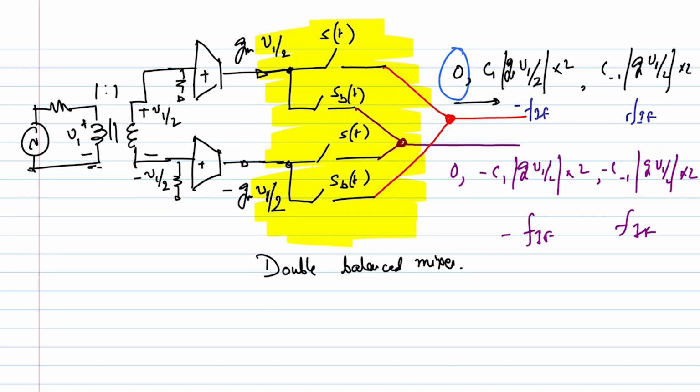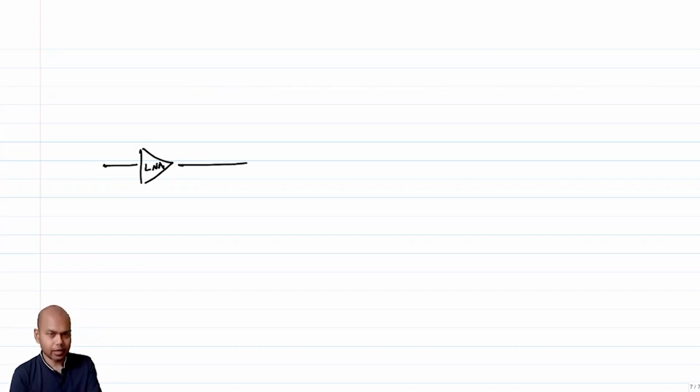Now, when something is passive, there should be an alternative that is active, and that also has similar principles. Just that after the LNA, let's say this is the LNA, instead of feeding it directly to the switches, you pass it through a voltage control current source, right? So maybe the LNA does not have enough gain. It depends on the particular application. You pass it through a voltage control current source.